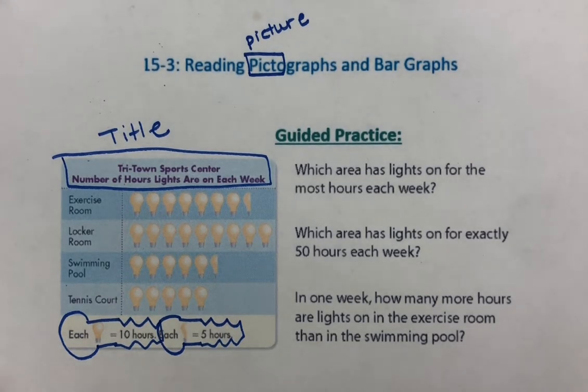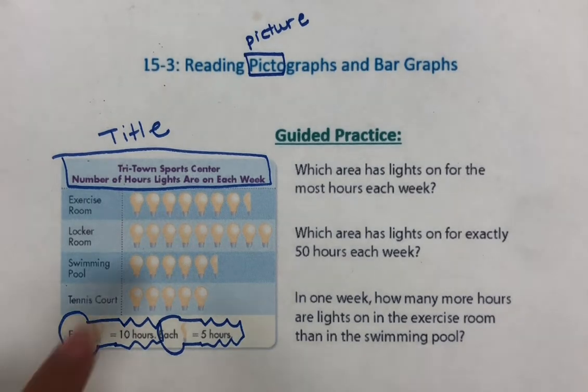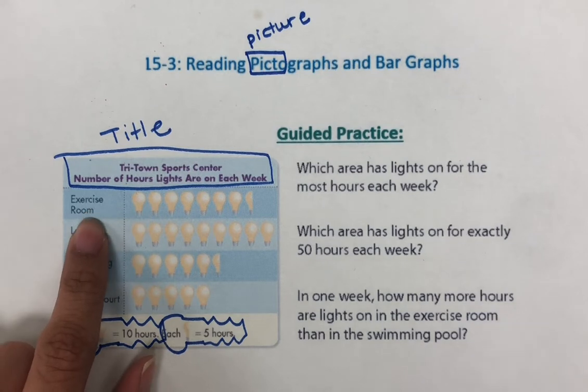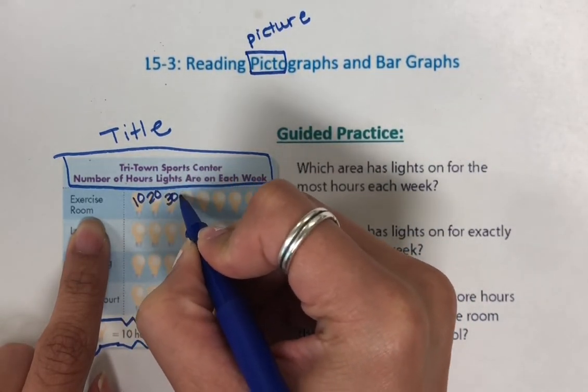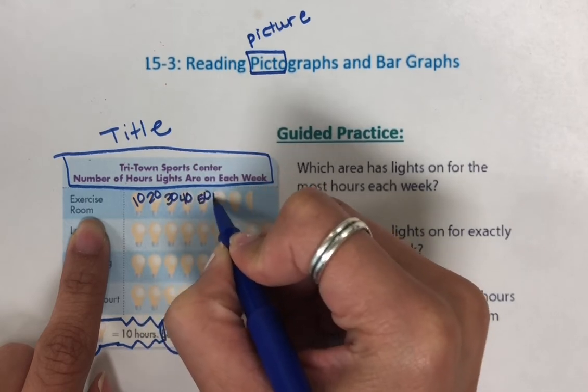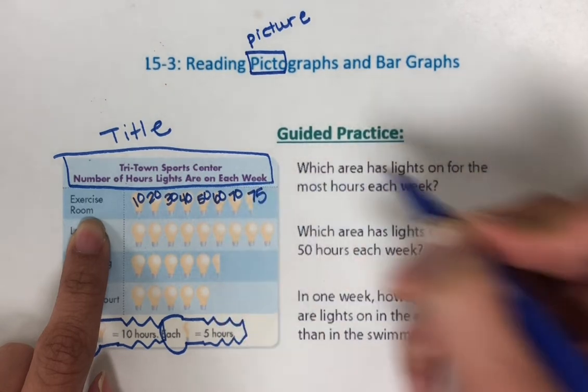Now we're going to go inside and label each one to represent the amount of time or hours the lights are on in each area. So the first area, exercise room, we're skip counting by tens, and when we come across half a light bulb, we're going to add 5 more to the number behind it. So here we have 10, 20, 30, 40, 50, 60, 70, and adding 5 to it to get 75.